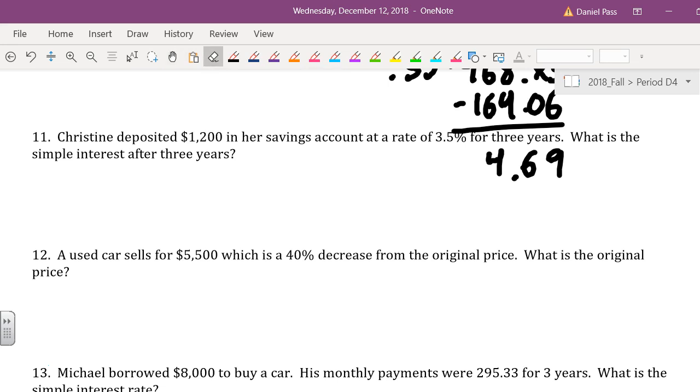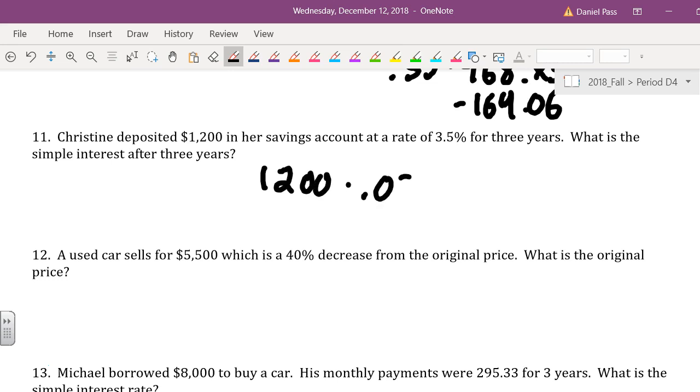Christine deposited $1,200 in her savings account at a rate of 3.5% for 3 years. So it's simple interest. All you really need to do is multiply 1,200 times 0.035, and then times 3. You can do it all at once too.